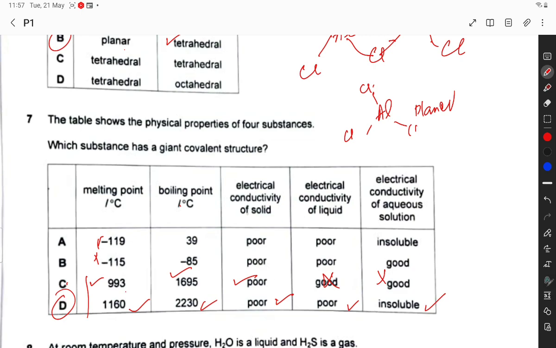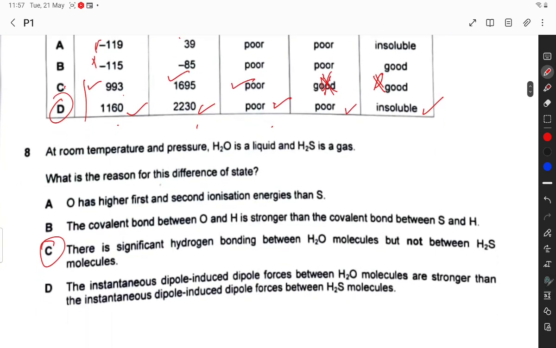Electrical conductivity is poor in solid. Electrical conductivity of liquid is good, so this is incorrect. And electrical conductivity of aqueous solution cannot conduct electricity, so this is also incorrect. So D option is correct, because high melting point, high boiling point, poor electrical conductivity of solid, poor electrical conductivity of liquid, and poor conductivity of aqueous solution, because giant covalent compounds are insoluble in water. So that's why D option is correct.